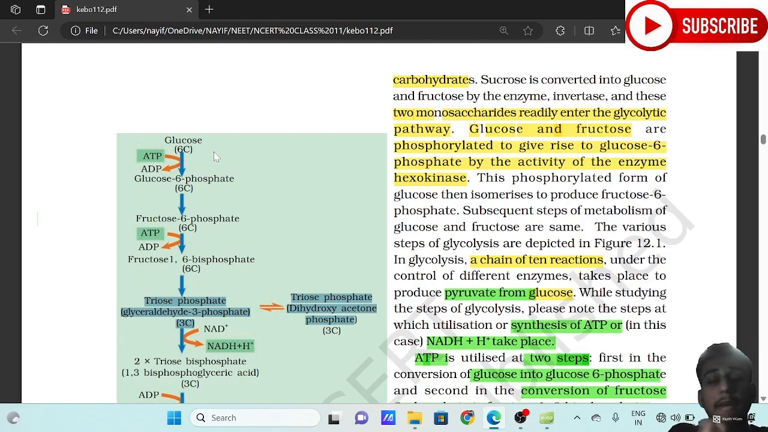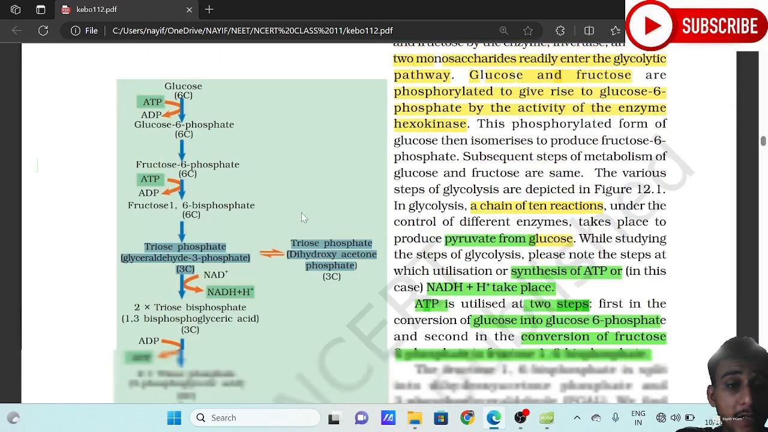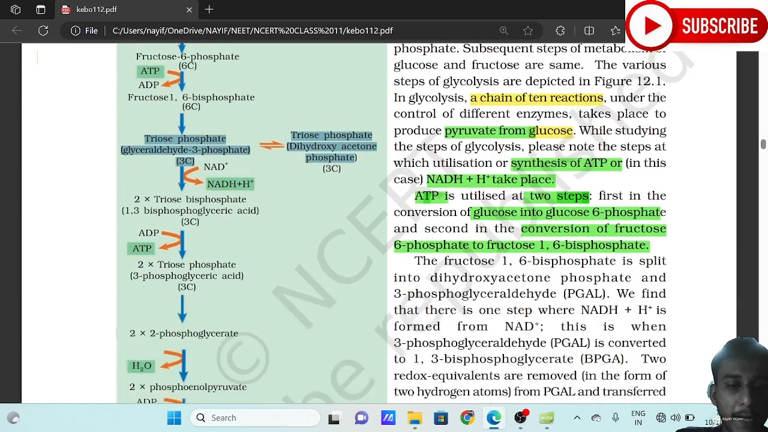2 ATP has been used. I will write the net result of glycolysis. Look, 2 ATP has been used, right? And which were the steps using 2 ATP? This was the step and this was the step which uses 2 ATP.